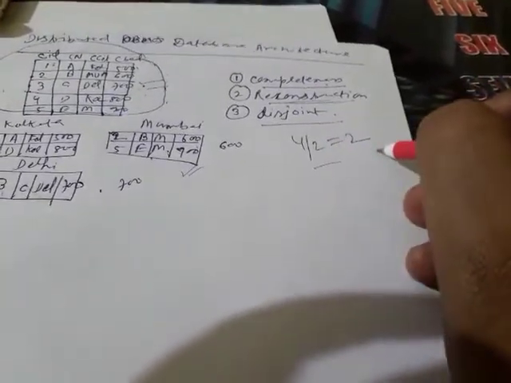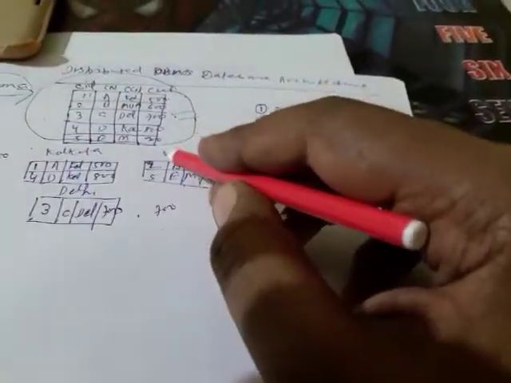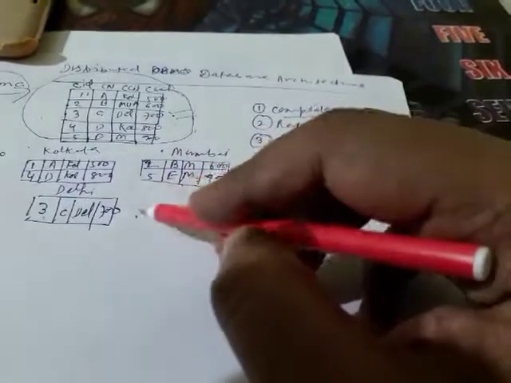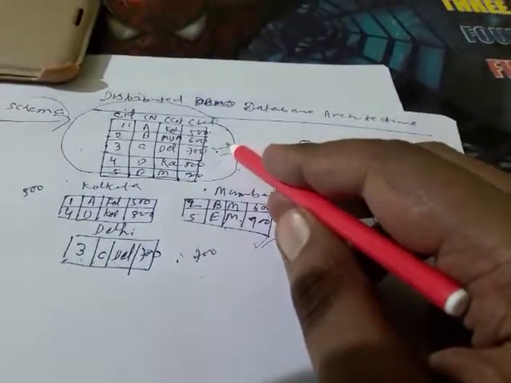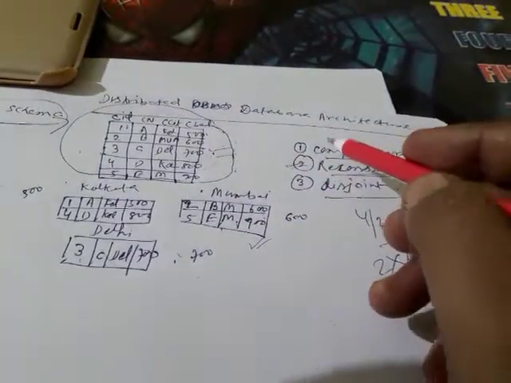Reconstruction means, when you know that 4 divided by 2 is 2, when you multiply 2 by 2, you get the 4. Reconstruction means you divide the table, but when you combine all the tables, you can get the original value. If I perform the union of these two, we can get the original value. So reconstruction is also possible there.